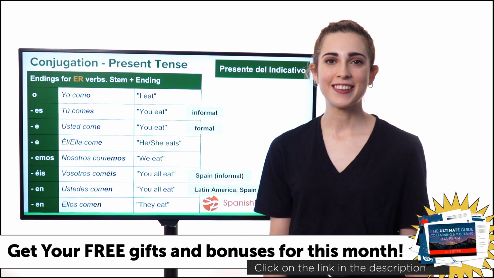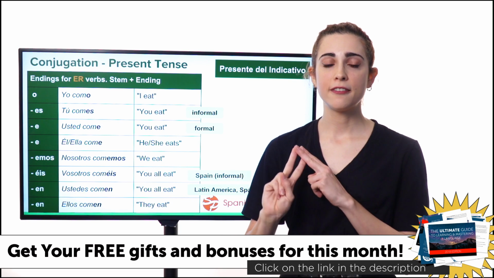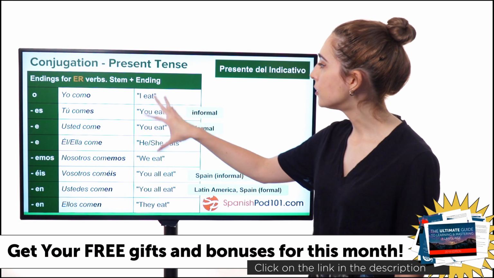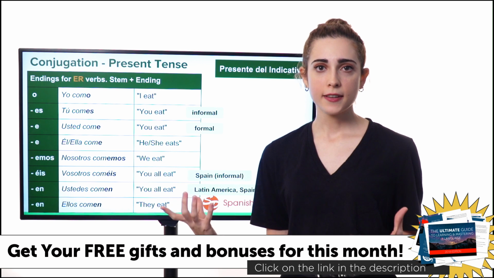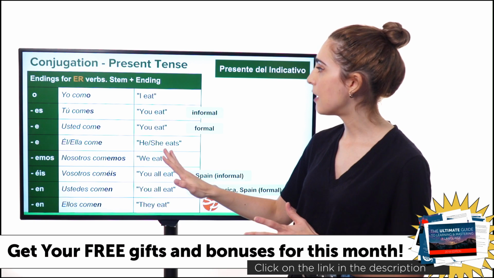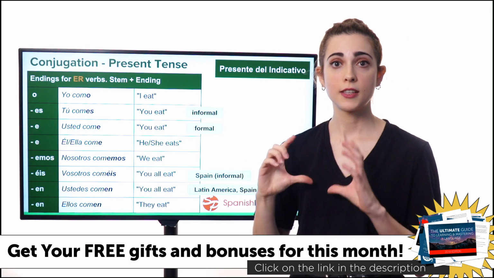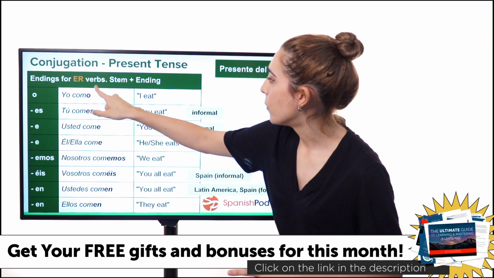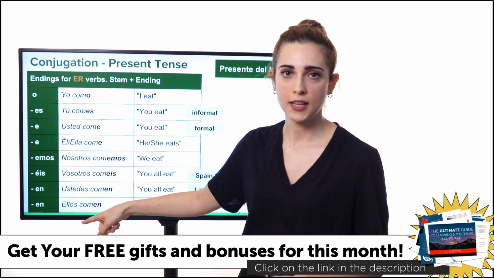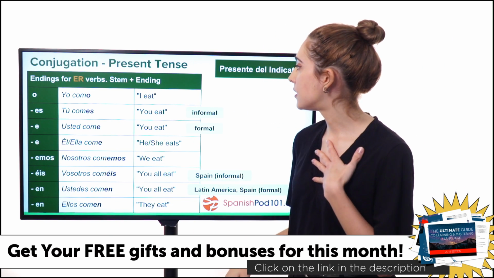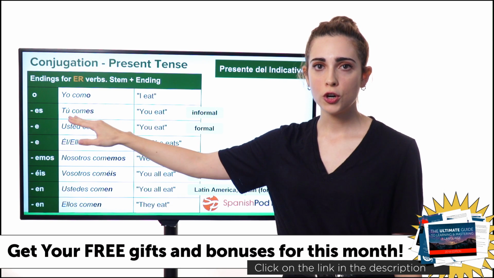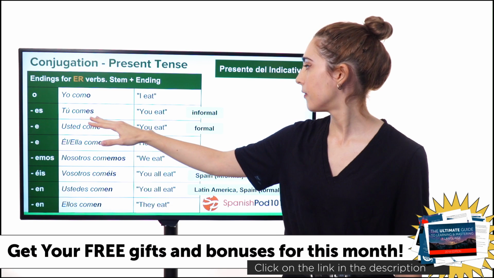So now we are gonna move to the second type of verbs, the verbs that end in er. The example we are using is the verb comer, to eat. As we said, we first take out the er, and we are left with the stem of the verb, which is com, C-O-M, and then depending on the subject, as before, we have to add a different ending. So, first person singular, I eat, would be yo como, adding an O.